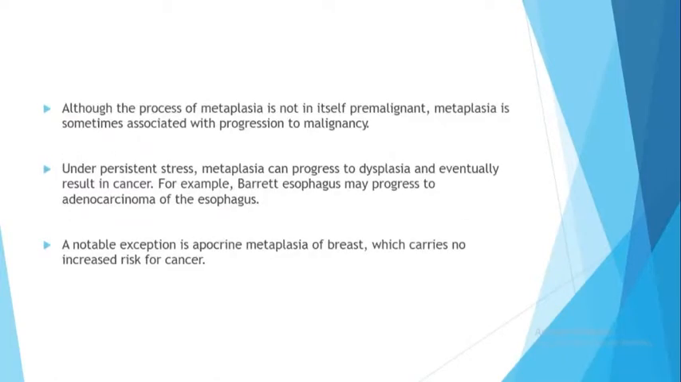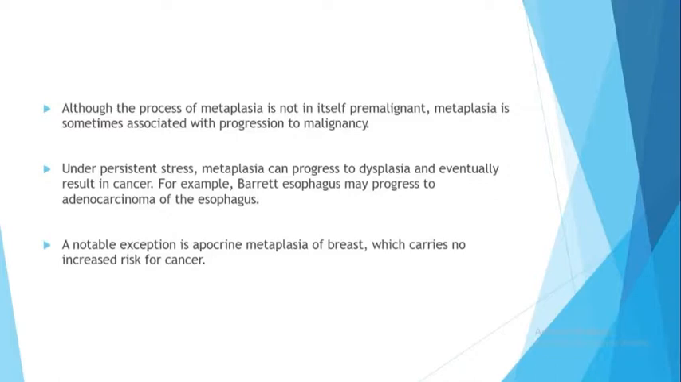Okay, although the process of metaplasia is not in itself pre-malignant, metaplasia is sometimes associated with progression to malignancy. Under persistent stress, metaplasia can progress to dysplasia and eventually result in cancer. An example for that is Barrett esophagus, which may progress to adenocarcinoma of the esophagus. So the condition here is like the pathologic hyperplasia. Pathologic hyperplasia can progress to dysplasia and then it can progress to cancer.